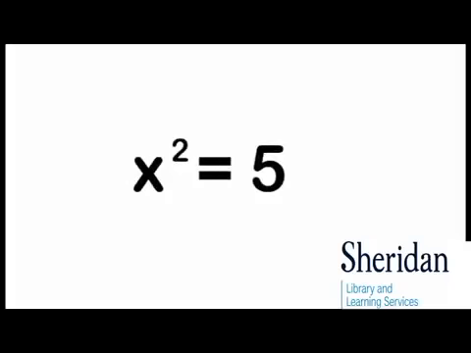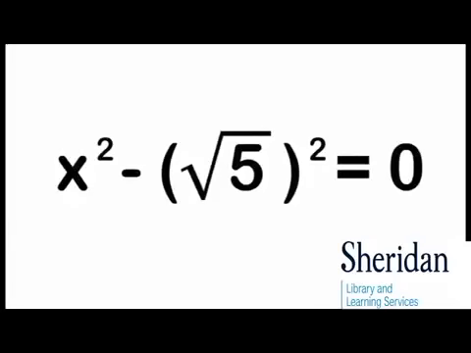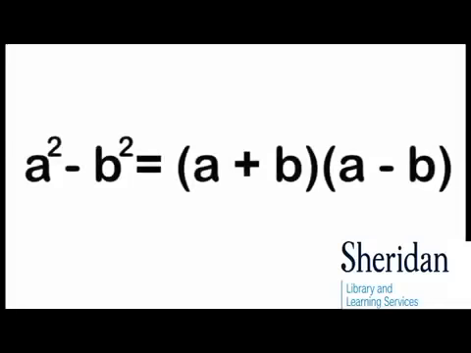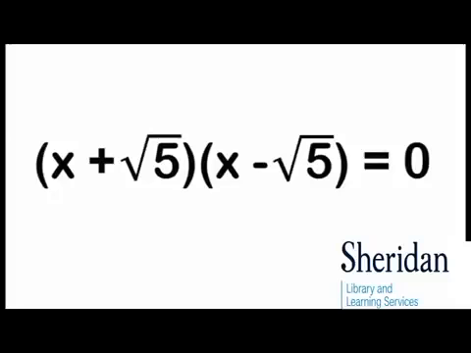Now, we will do the same question by using another method. First, you bring the 5 to the other side. Then you write the equation as x squared minus square root of 5 squared equals 0. By the difference of squares, we know that a squared minus b squared equals a plus b times a minus b. Applying the difference of squares to our equation, we can write that x plus square root of 5 times x minus square root of 5 equals 0.